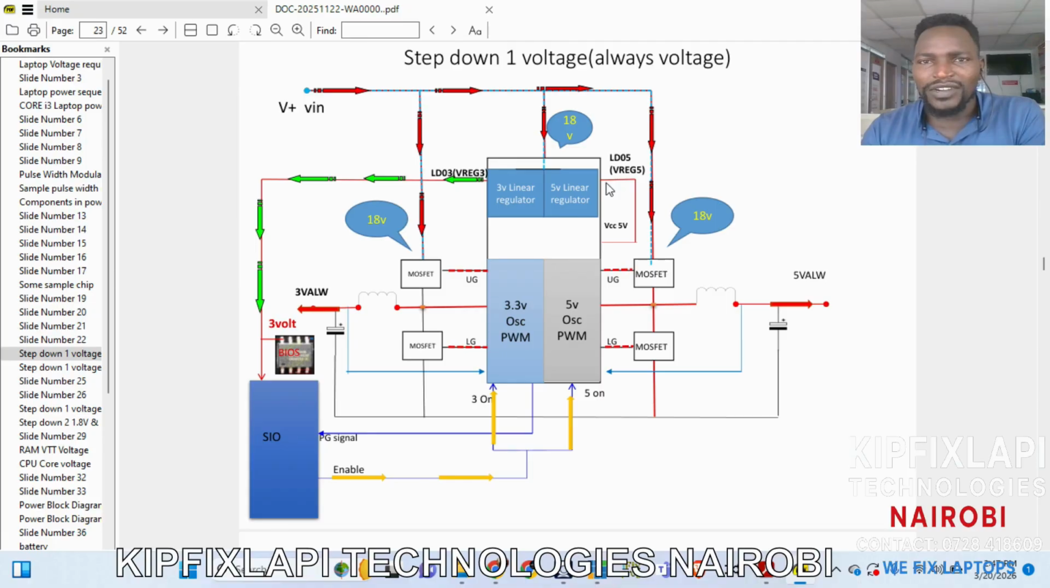So that voltage, as you can see, just goes back to the same IC and is used within this IC. But the 3.3 period is sent towards the BIOS and the SIO. As you can see, it goes this way, and it comes to pin number 8. At pin number 8 of the BIOS chip, you will find that it contains the 3.3 voltage.